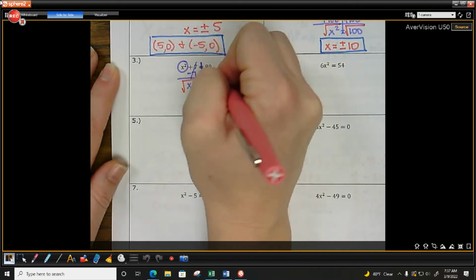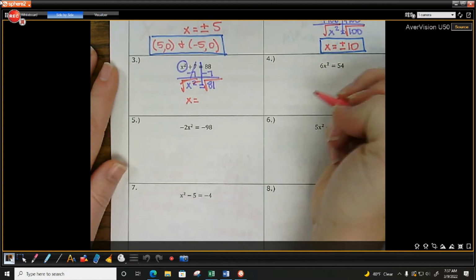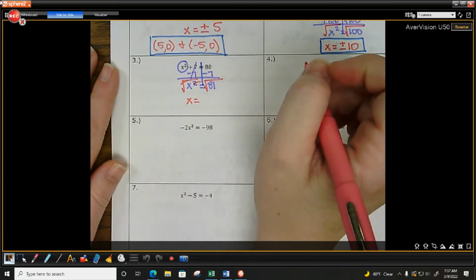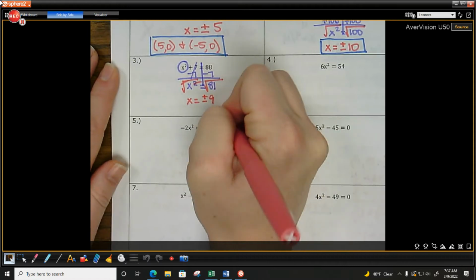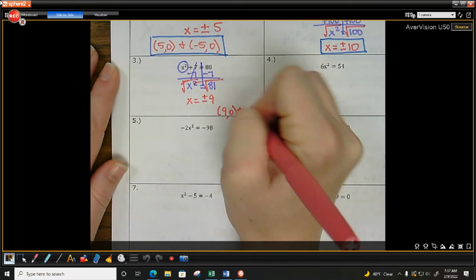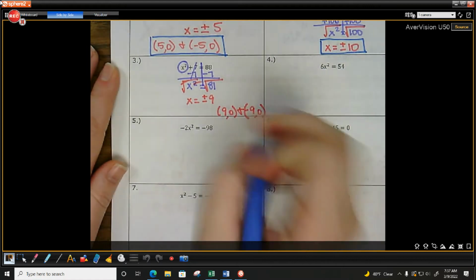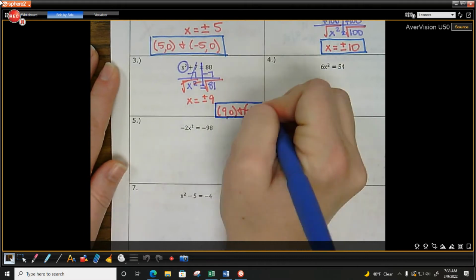The square and the square root undo each other, and I get x equals plus minus 9. Again, I'm going to write it as 9, 0 and negative 9, 0. Could you just leave it as x equals plus minus 9? Yes. Good?